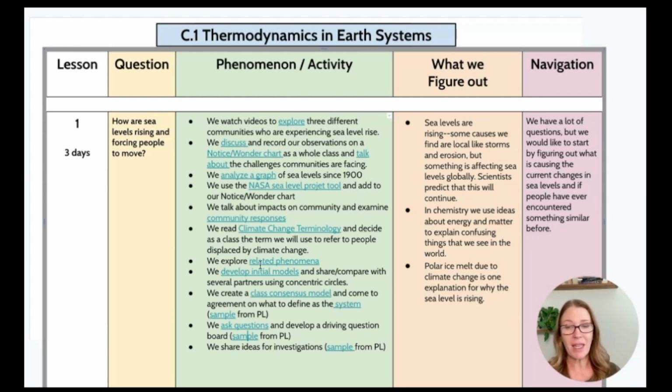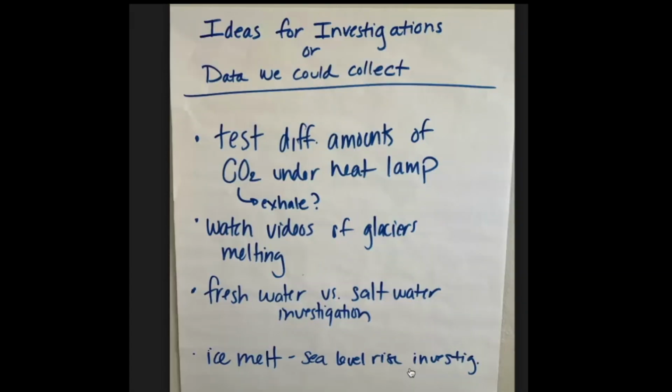All right, we end our lesson 1 with a list of ideas for investigations. Now, you can actually give each group, if you want to break them up into small groups again, a category from the driving question board, and then they brainstorm investigations for their category. So that helps have more diversity in ideas for investigations. Here's a sample. I did not do this. It was a small group.